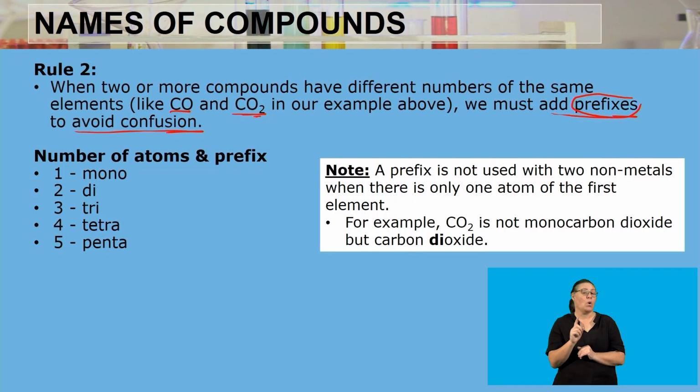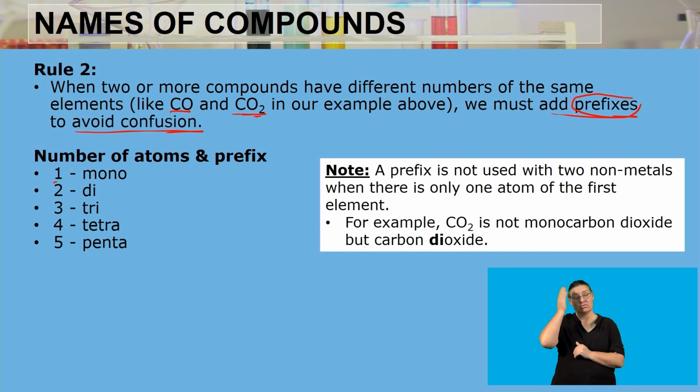So now, what are we going to add? If the number of atoms is 1, we're going to add mono. We're going to add di for 2, tri for 3, tetra for 4, and then penta for 5. So in our current grade, we're only going to be going up to 5. Whereas if you move on to the FET phase, you're going to be going all the way to 9 or even to 10. But for us, we're going to stop here at 5.